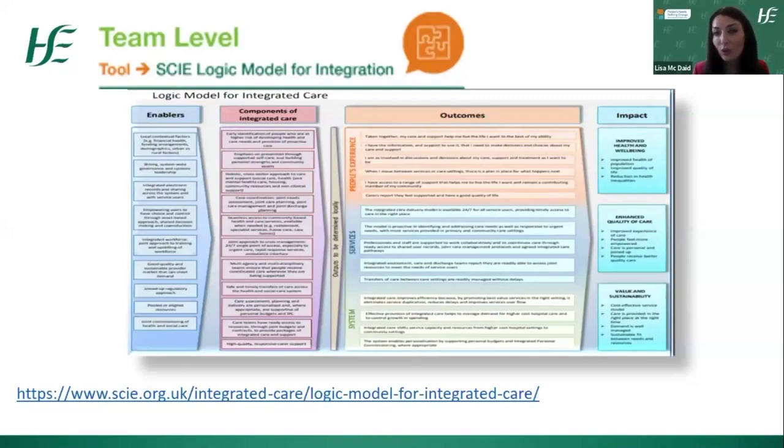So stakeholders who were involved in developing this logic model suggested that it would be a useful tool for local planning and performance monitoring. So it is a very valuable resource for integrated care efforts at a team level.